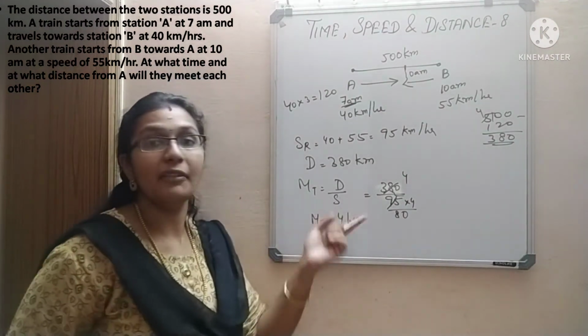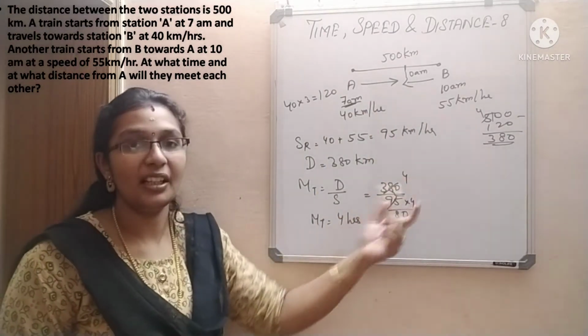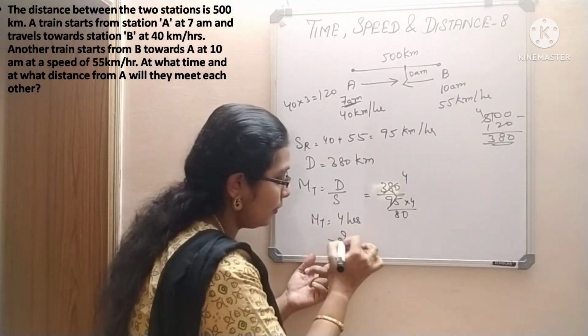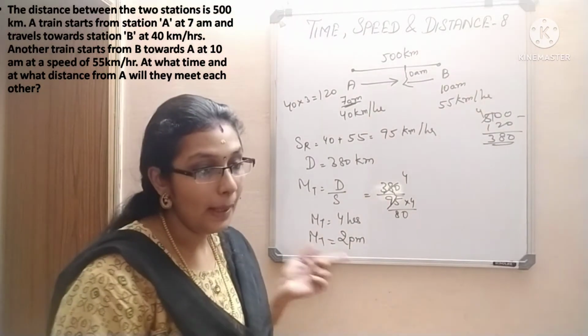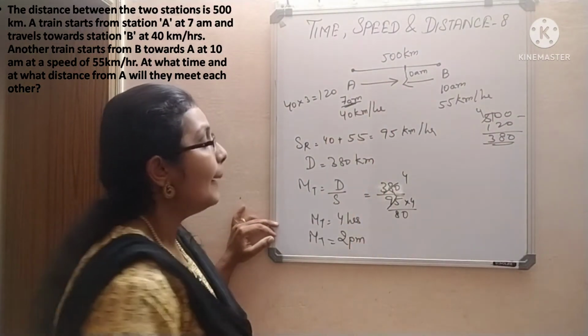So 4 hours after 10 am. We have converted both to 10 am. So after 10 am, 4 hours means 11, 12, 1, 2. So 2 pm is your meeting time. Now they are asking for the meeting distance from A. So from A, what is the meeting distance?